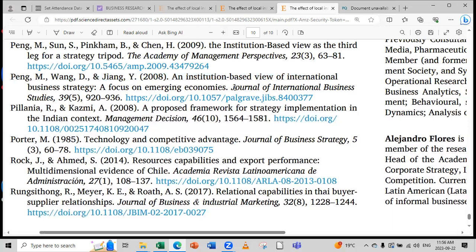What is the source? Journal of International Business Studies. This is volume 39, and the pages are from 920 to 936. Then he also put where he got it, the website from where he got this research. So again, when I write, document, a reference, I start with the name, Osama Kashwar.